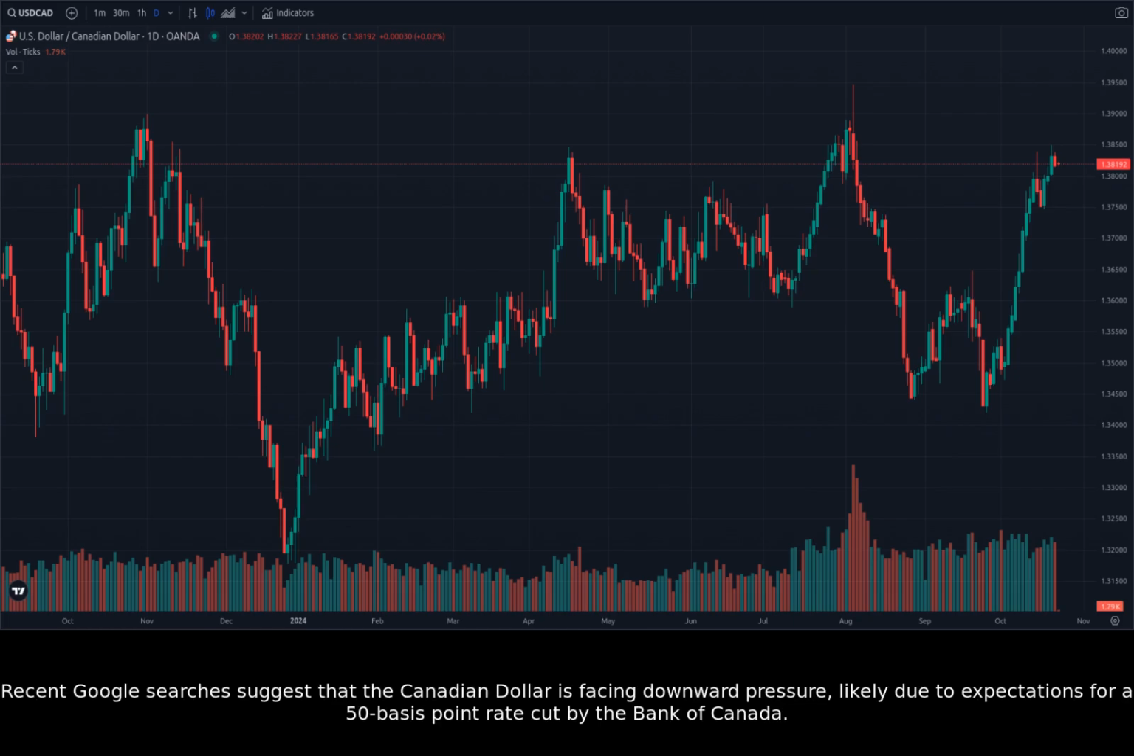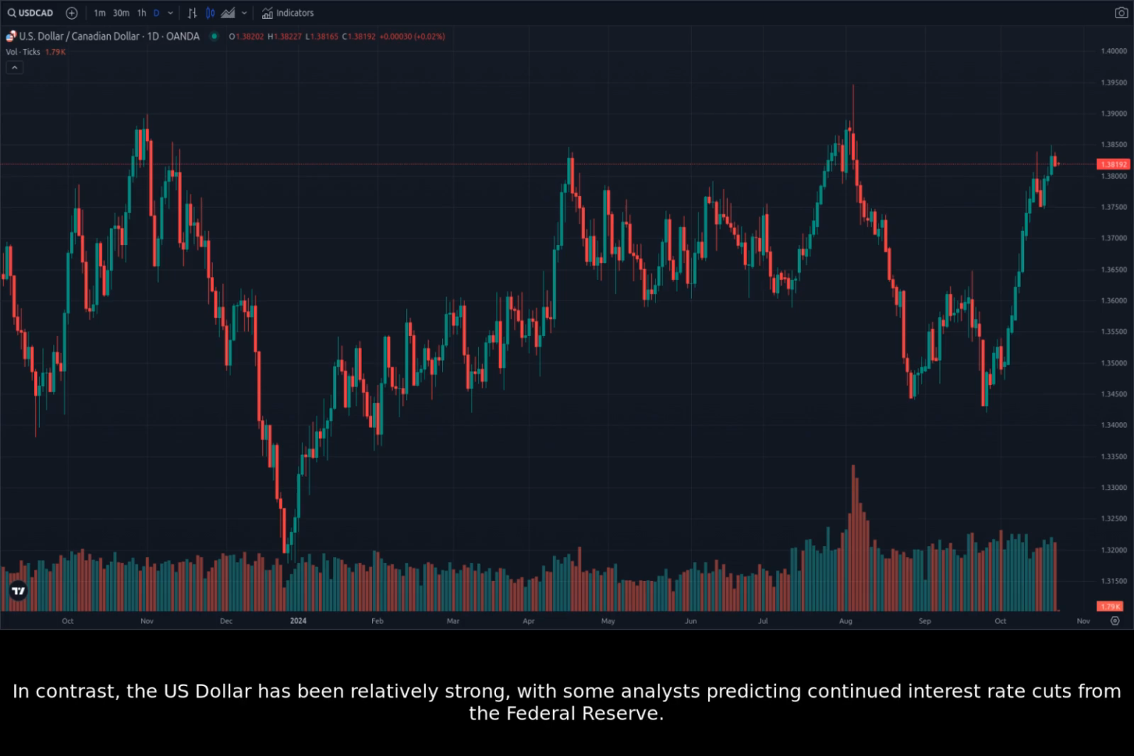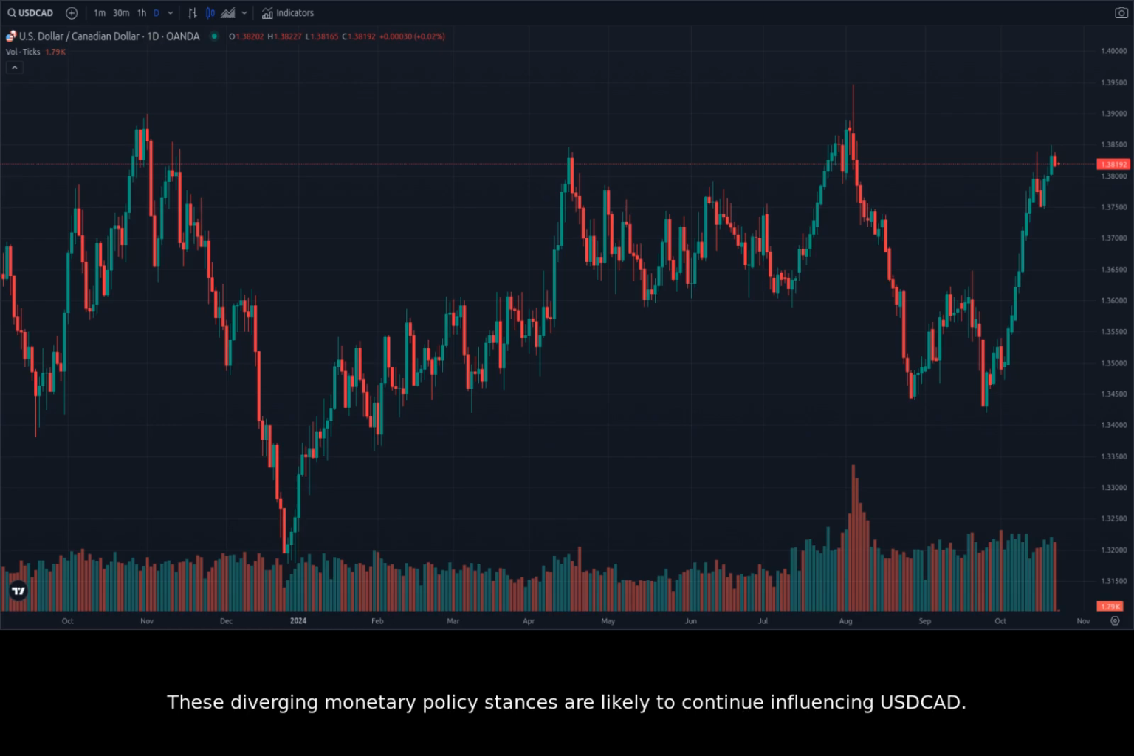Recent Google searches suggest that the Canadian dollar is facing downward pressure, likely due to expectations for a 50 basis point rate cut by the Bank of Canada. This is a significant event, as it could weaken the Canadian dollar further. In contrast, the US dollar has been relatively strong, with some analysts predicting continued interest rate cuts from the Federal Reserve. These diverging monetary policy stances are likely to continue influencing USDCAD.